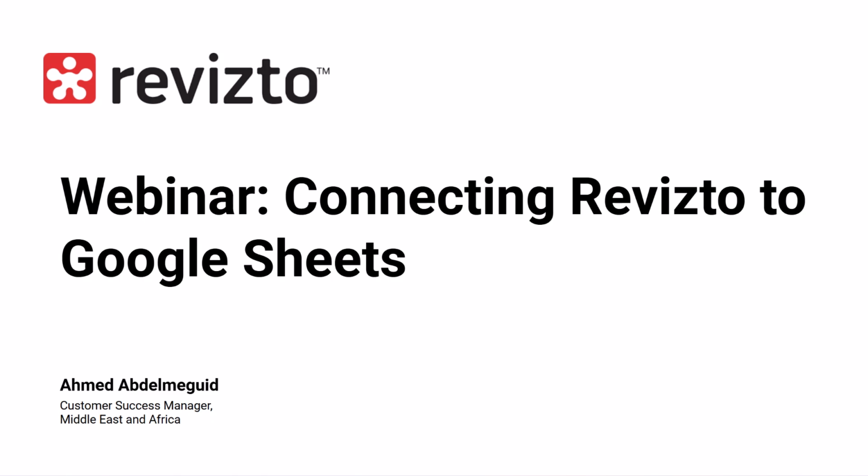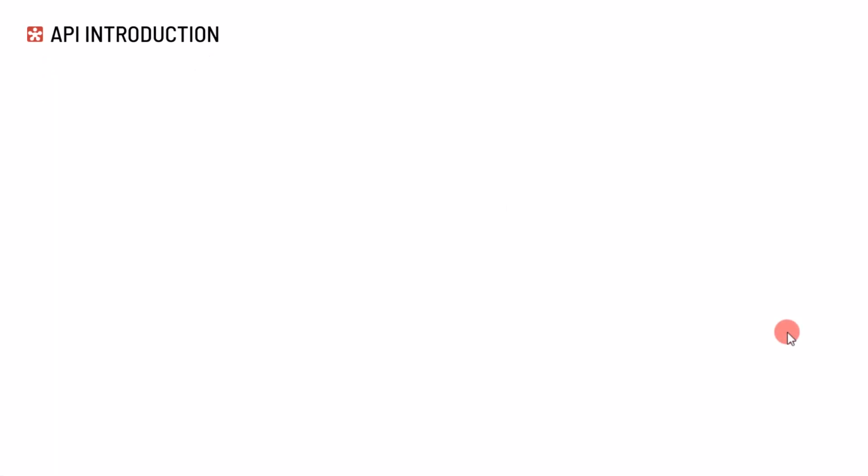In this webinar, I'll walk you through how you can connect Revizto to other platforms such as Google Sheets using the Revizto API, and this will allow you to exchange information, in this case, the issue tracker data. But first, let's take a look at what the API means.